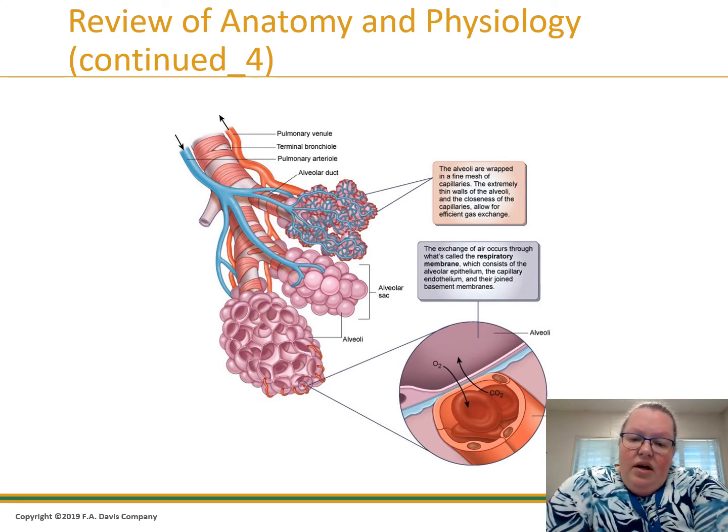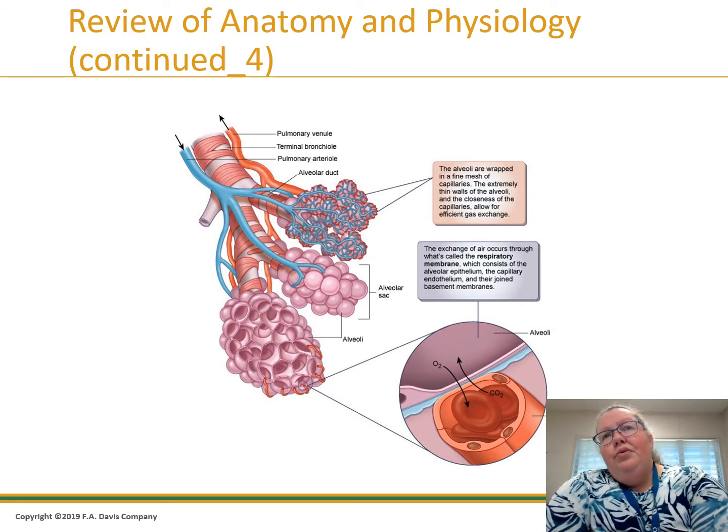The exchange of air occurs through what's called the respiratory membrane, which consists of the alveolar epithelium and the capillary endothelium and their joined basement membranes. Okay, so what happens is we have deoxygenated blood going through, and then we have red oxygenated blood coming out. And all this is happening in the exchange where the right side of the heart delivers it to the lungs, the left side of the heart takes from the lungs.